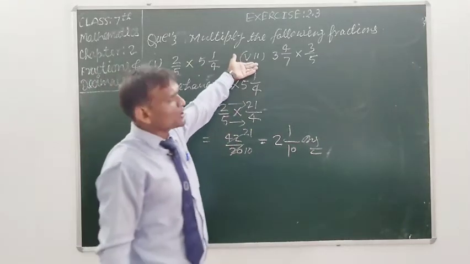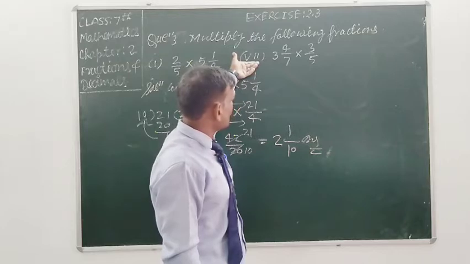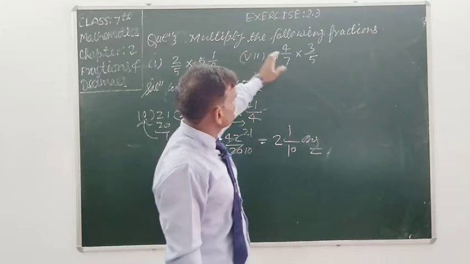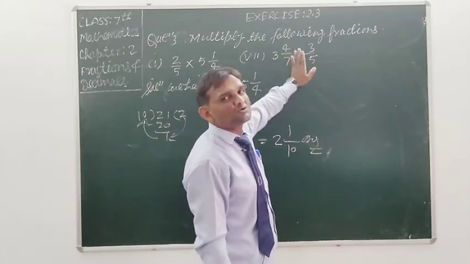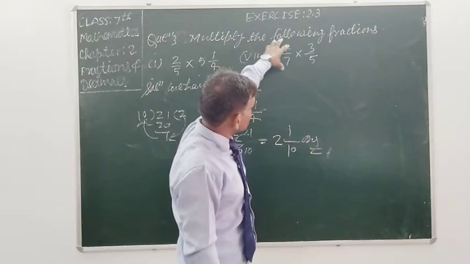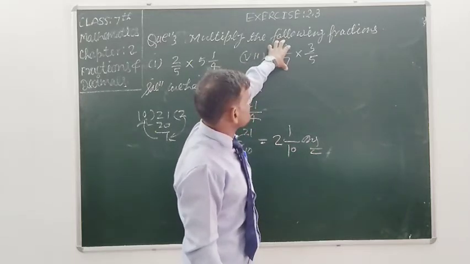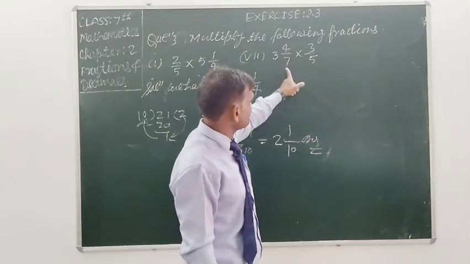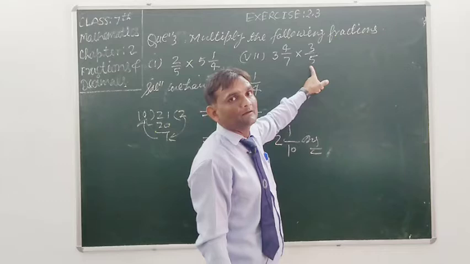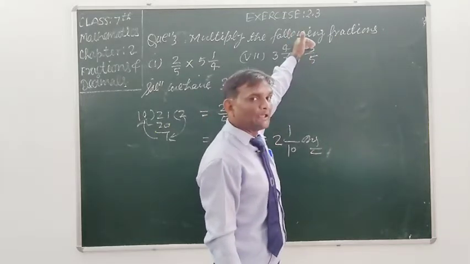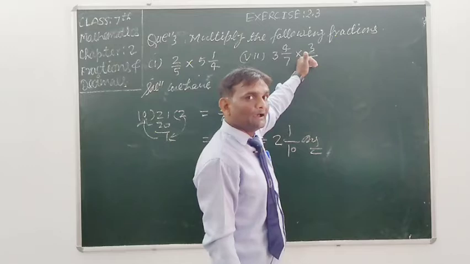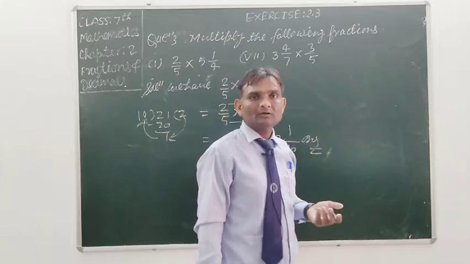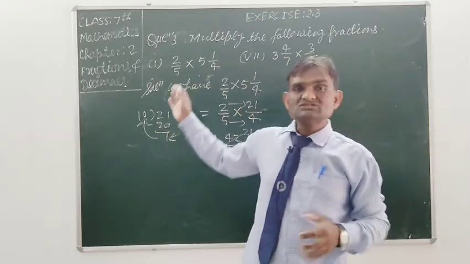In the same way, student, you will solve part 7 of this question. I hope you can do this part also very well. Firstly, change this mixed fraction to an improper fraction, 7 3s are 21, 21 plus 4, 25 upon 7 into 3 upon 5. Now multiply numerator to numerator, denominator to denominator, get the product and write it in mixed fraction form, in simplest form. So student, question number 3 is very easy.